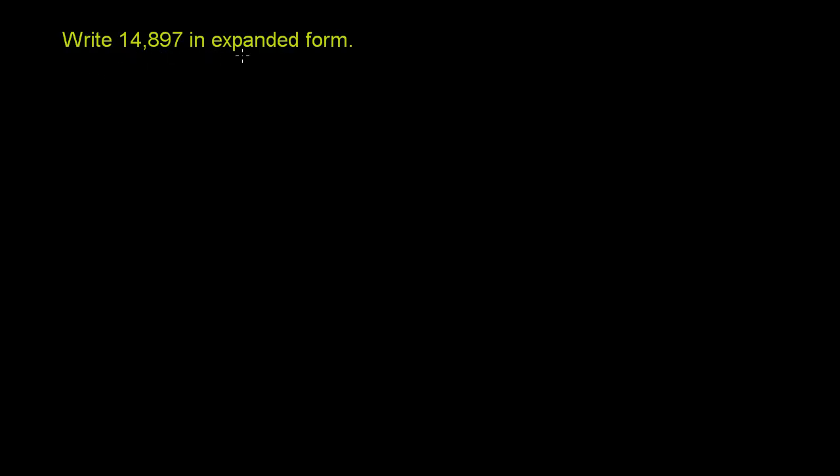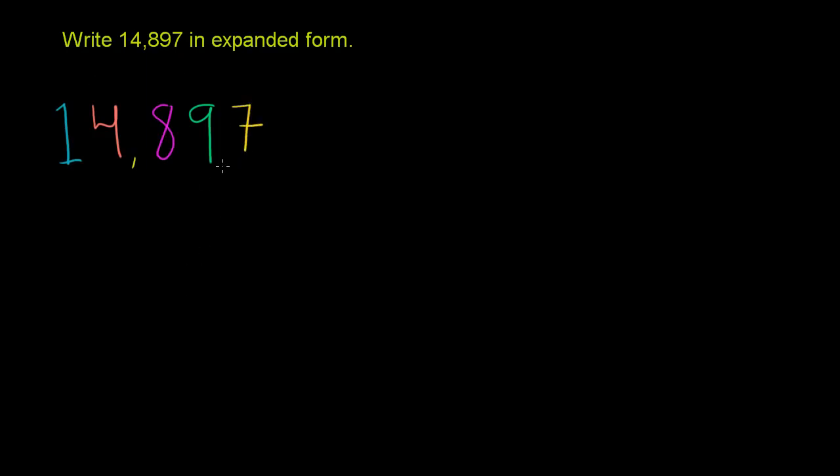14,897 in expanded form. So let me just rewrite the number, and I'll color code it, and that way we can keep track of our digits. So we have 14,000, 14,800, 890, and 97. I already used the blue, maybe I should use yellow. And 97 in expanded form.